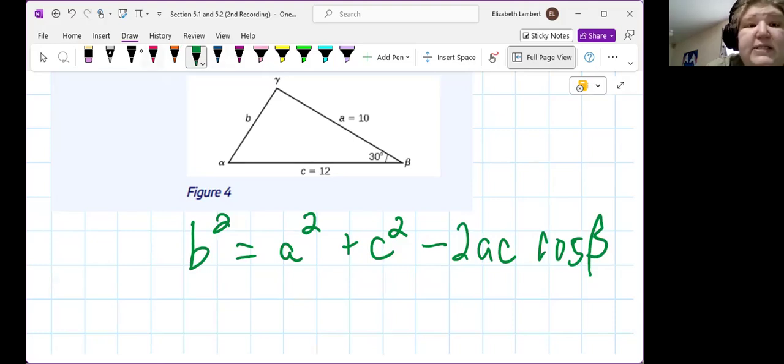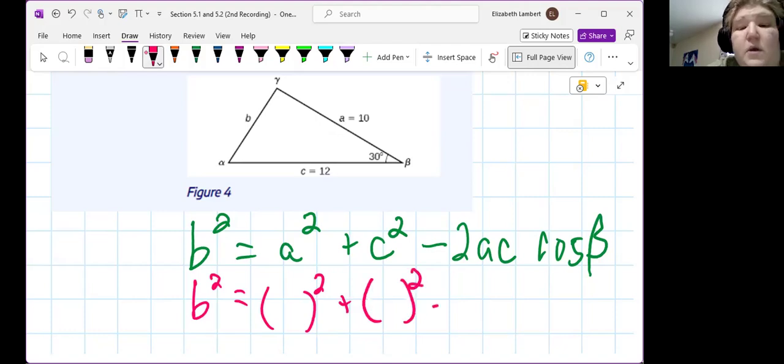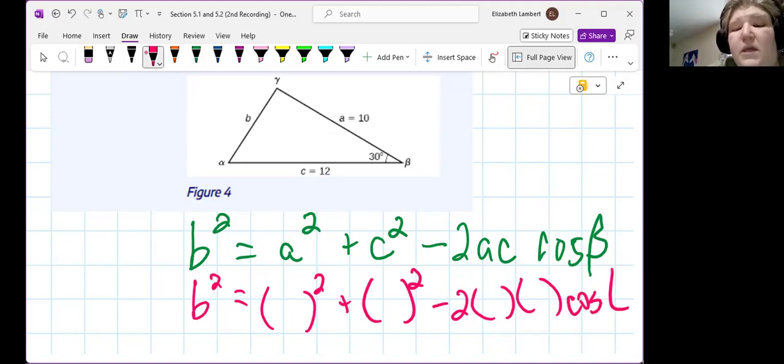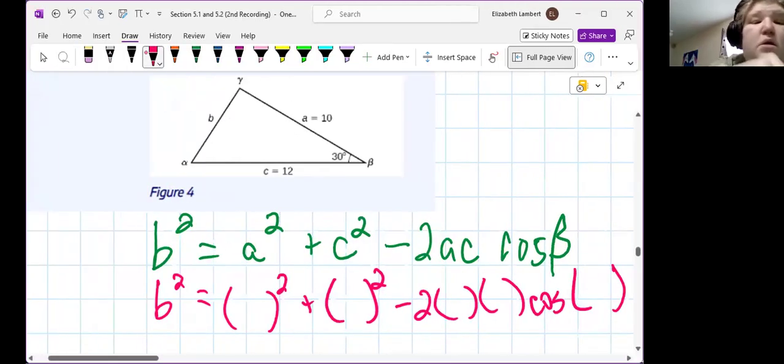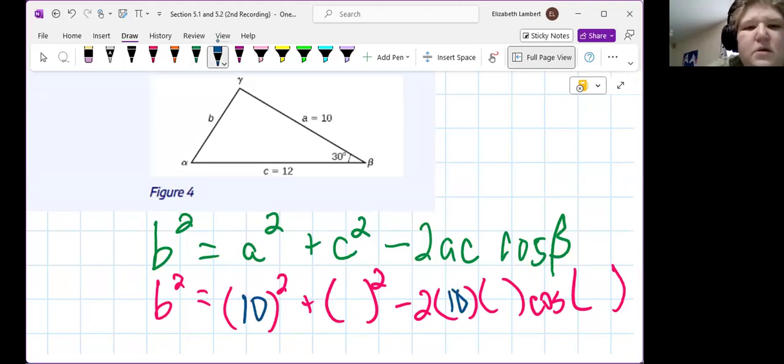And now we're just going to fill in the stuff we know. So this is B squared is thing squared plus thing squared minus 2 times thing times the cosine of thing. All right, A is 10. C is 12. And beta is 30 degrees.